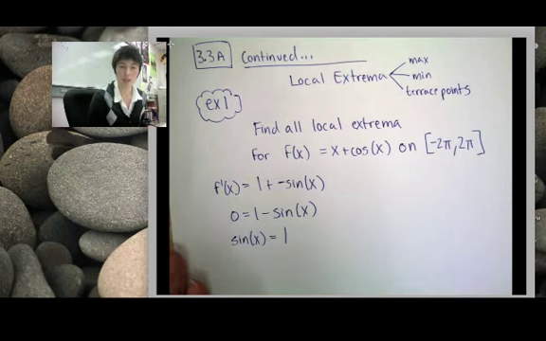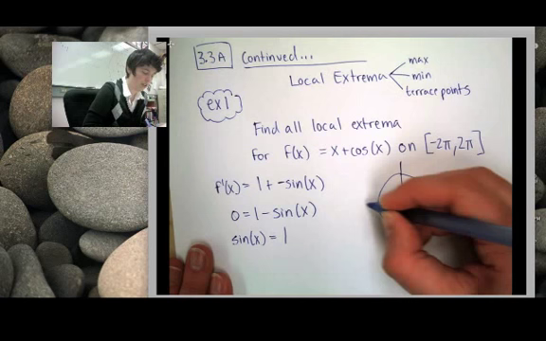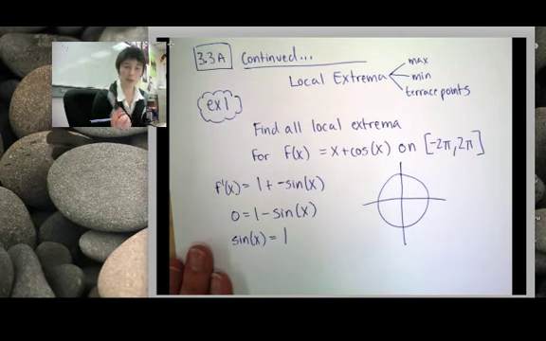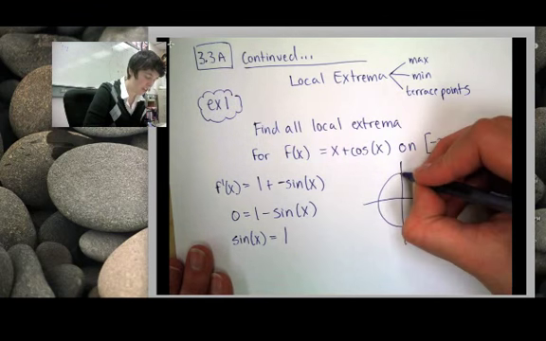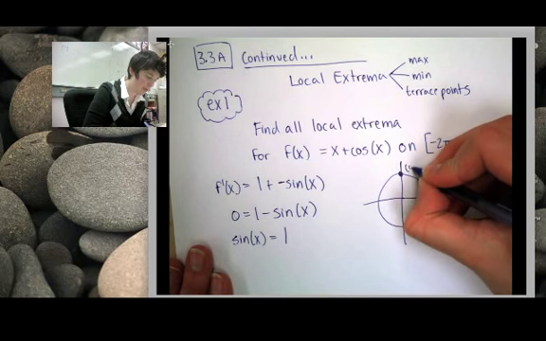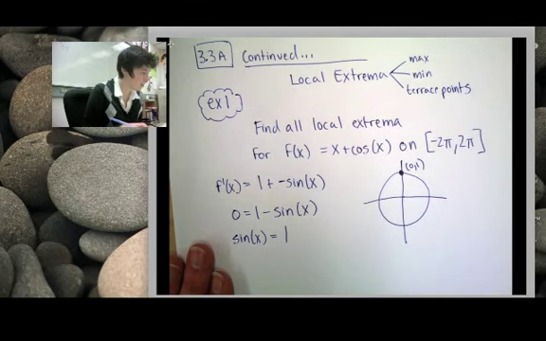It just requires you to know your unit circle. Think about the unit circle for a second here. I'll draw a little mini circle. When is sine equal to 1? I'm thinking about sine as the y value. So right here at 0, 1, at the top of the unit circle seems like the best answer. So that would be pi over 2.